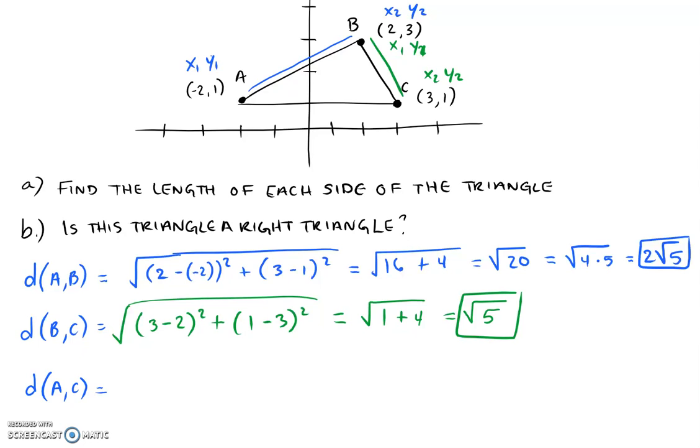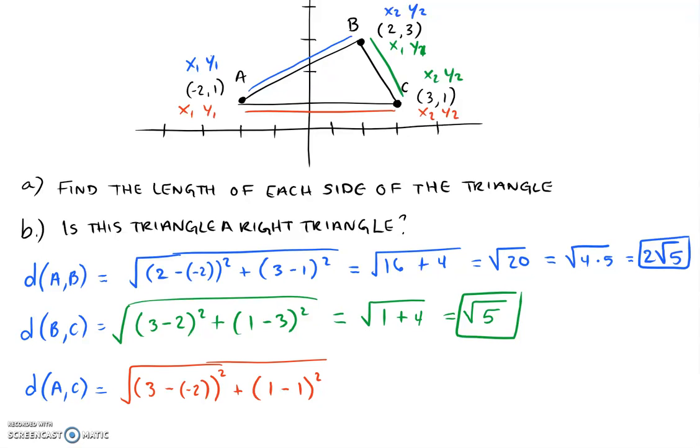Okay, now let's look at this last side, which is side AC. And again, we're going to name this our x1, y1. This will be our x2, y2. Now plugging that in would basically give us 3 minus -2 squared plus 1 minus 1 squared.